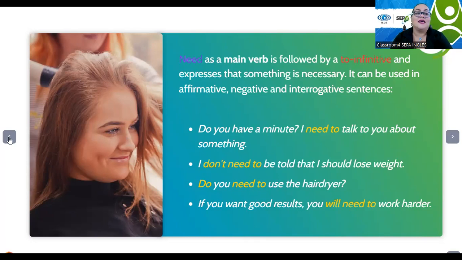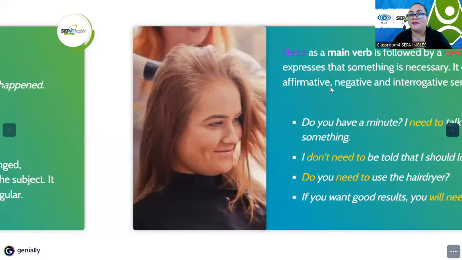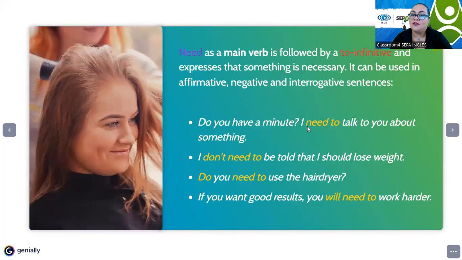In the previous, we studied need as a modal. When it's a modal, we don't use the particle to. You needn't worry about that. No one need be surprised at what happened. You need only just ask. I doubt whether I need help you. This is a modal. But as a main verb: need to talk, don't need to be, do you need to use, you will need to work. Right?